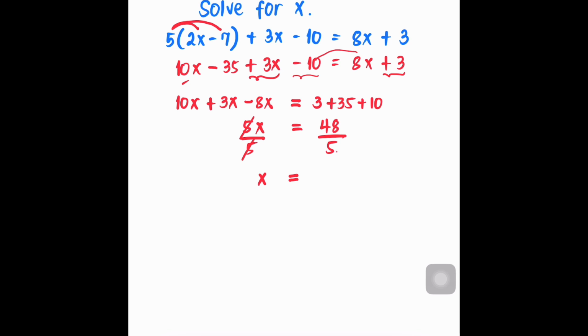It won't give us an exact answer. Rather, it's going to give us a decimal. So better yet, leave it as it is. So x is 48 over 5.